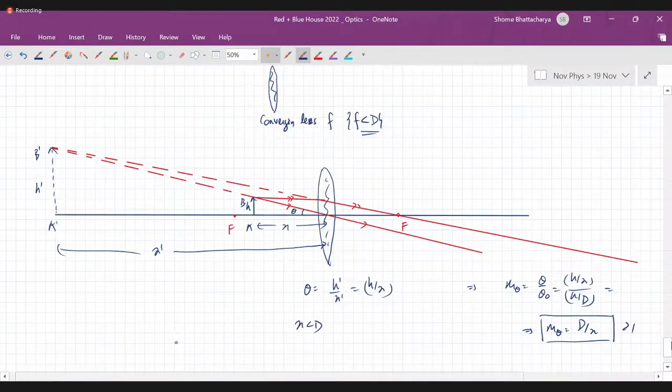So for example, if we have something which has a focal length of 20 centimeters and we kept an object at a distance of, let us say, 15 centimeters, then let us find the angular magnification it will achieve. And let's also find the position of the image.